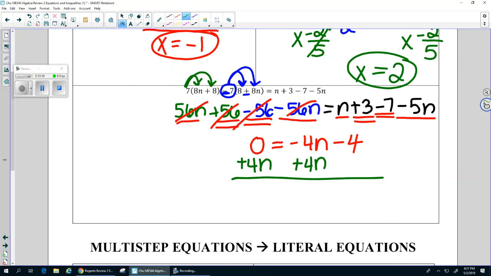I want to move all my variables to the left side. I'm left with 4n is equal to 4. And last step, to get n by itself, we're going to divide by 4 on both sides, and we get n is equal to 1.